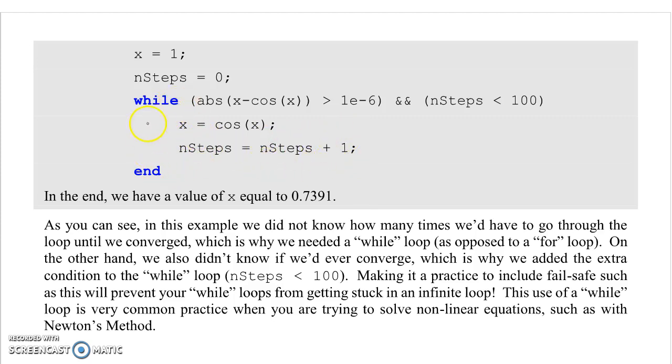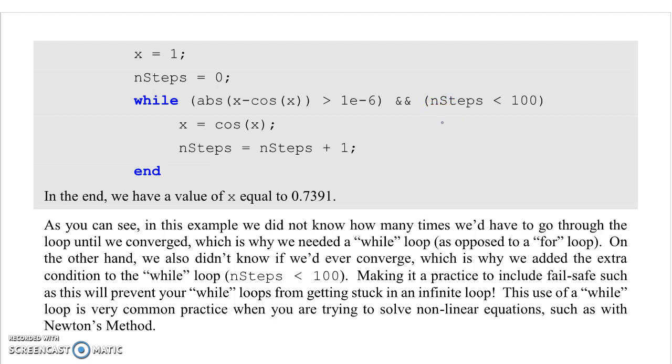What's going to happen is this while loop will run over and over again, and eventually, hopefully, in this case, x will converge onto the value of cosine of x, so that this condition will no longer be met. Now if that didn't ever happen, then eventually after 100 steps, this condition will no longer be met, and in both cases we'll break out of the while loop. So this extra part of the condition is just a fail-safe to make sure that we're not going to get stuck in an infinite loop.